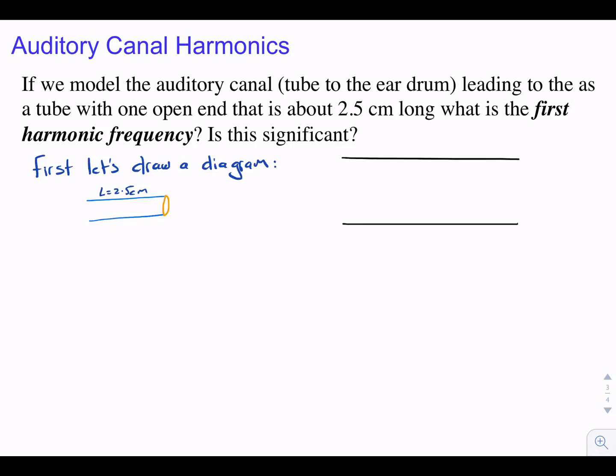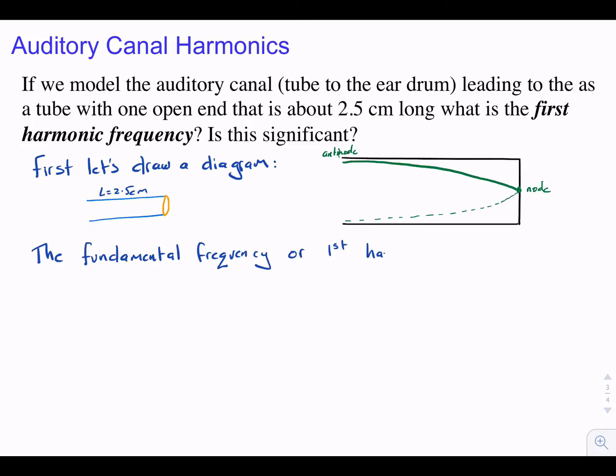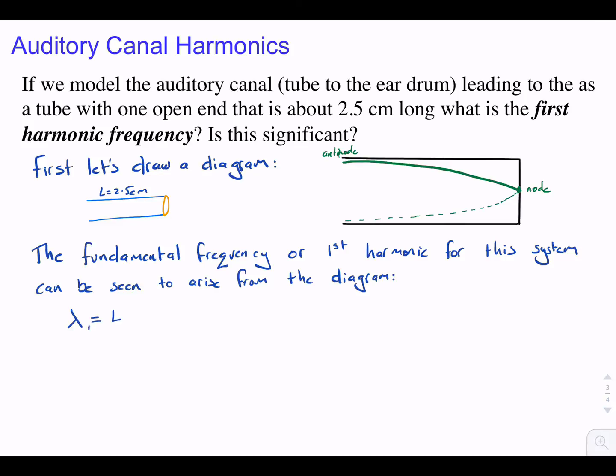Let's draw this a little bit bigger so we can draw the harmonics involved in this system. You remember, we have a node at the fixed end and an antinode at the open end. The fundamental frequency, or first harmonic for this system, can be seen easily from this diagram. Lambda 1, the fundamental wavelength, is 4 times the length L. As L equals 2.5 centimeters, or 0.025 meters, lambda 1 equals 0.1 meters.